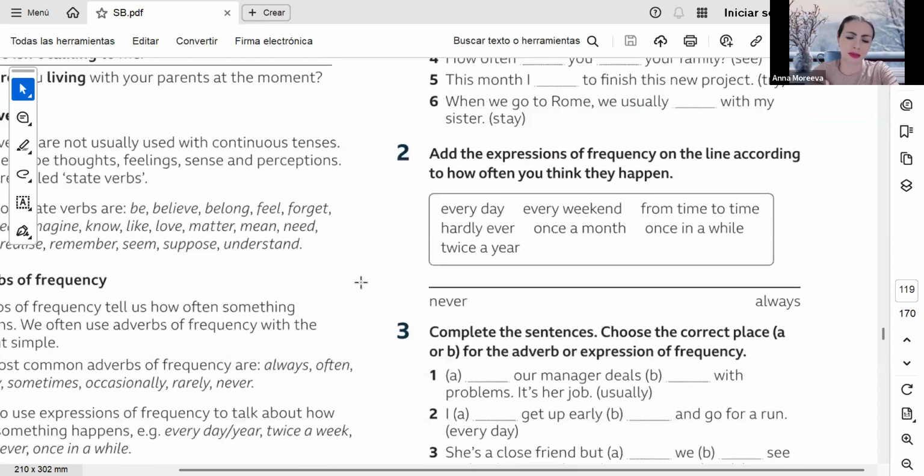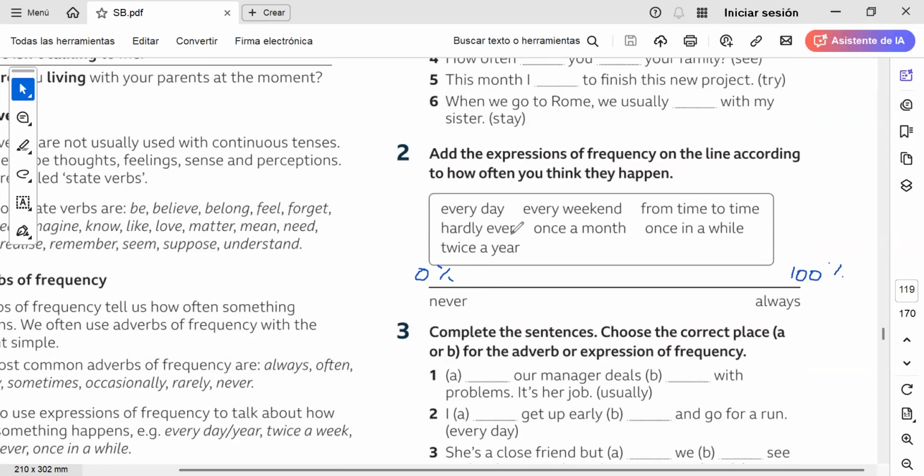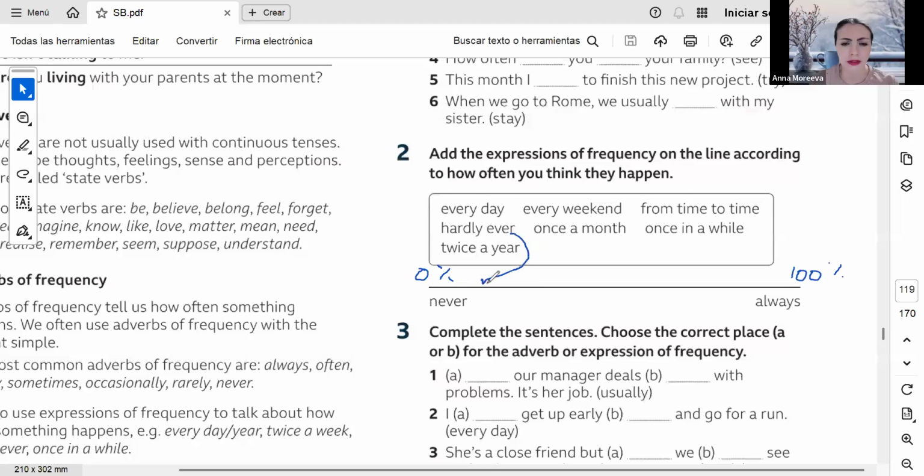And number 2, add the expressions of frequency on the line according to how often you think they happen. For example, never, let's say that it's like 0%, almost never, and always 100%. What can be after never? Hardly ever. That means almost never, maybe one time in a life.